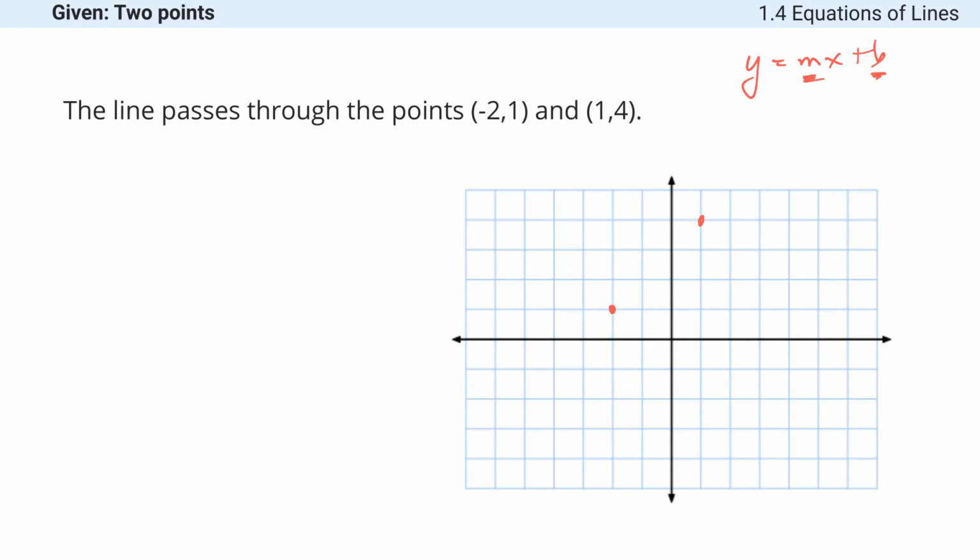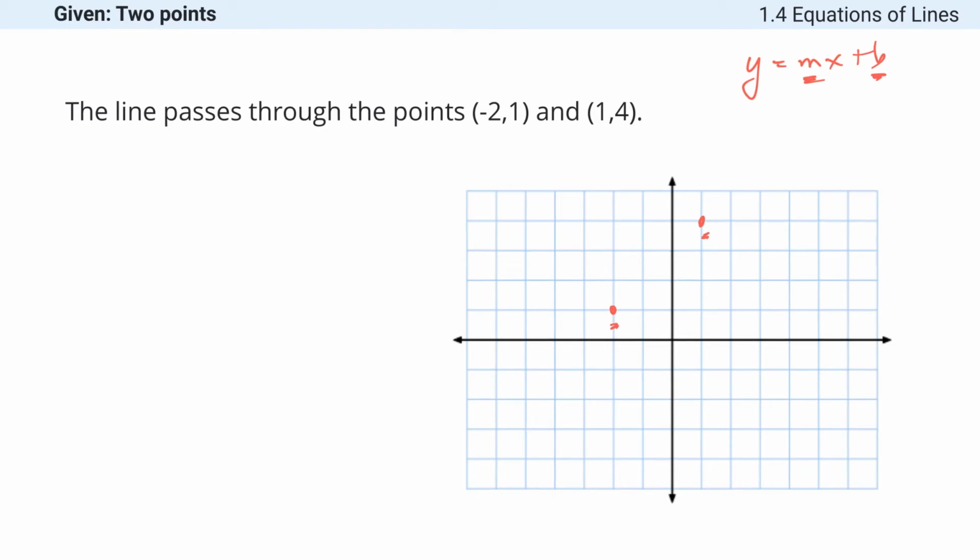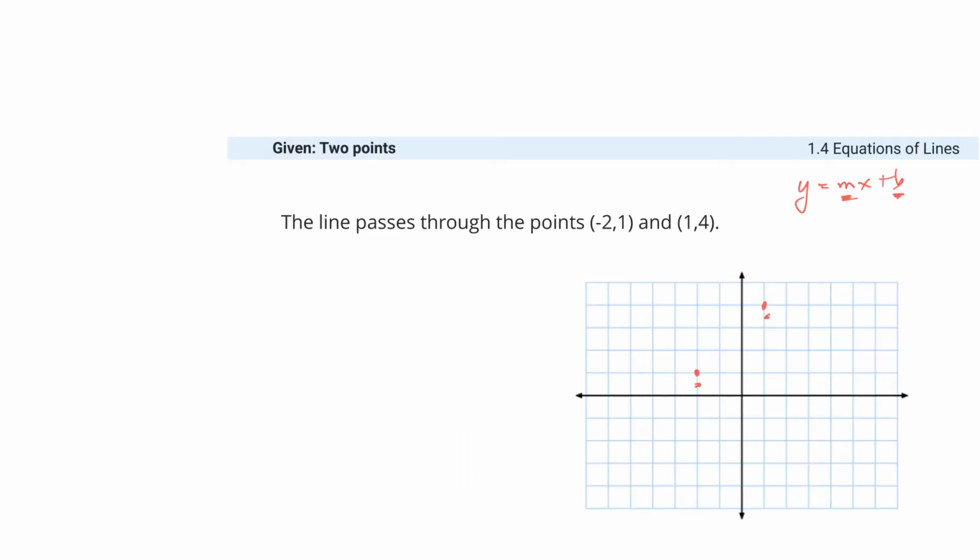So first, to figure out the slope, what I could do is just from this point here to this point here, figure out how much I rise over how much I run. I could do that. Well, whoops, what happened there?